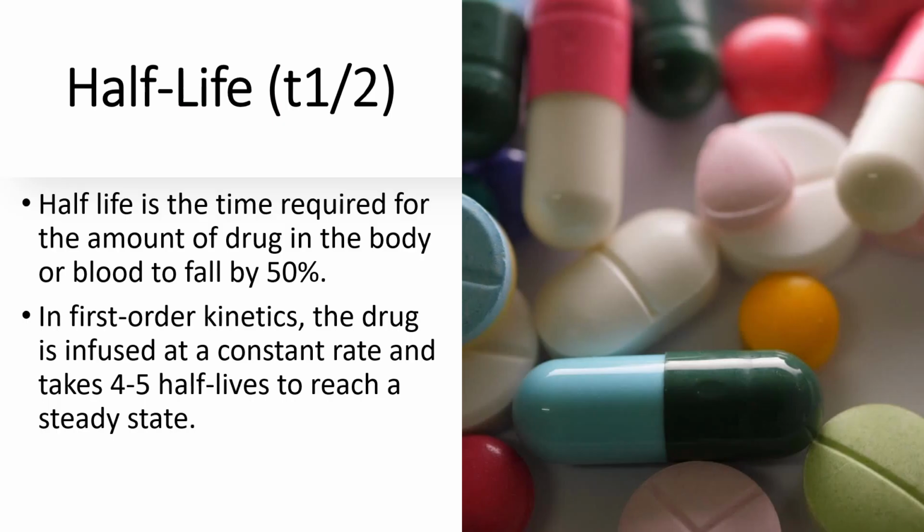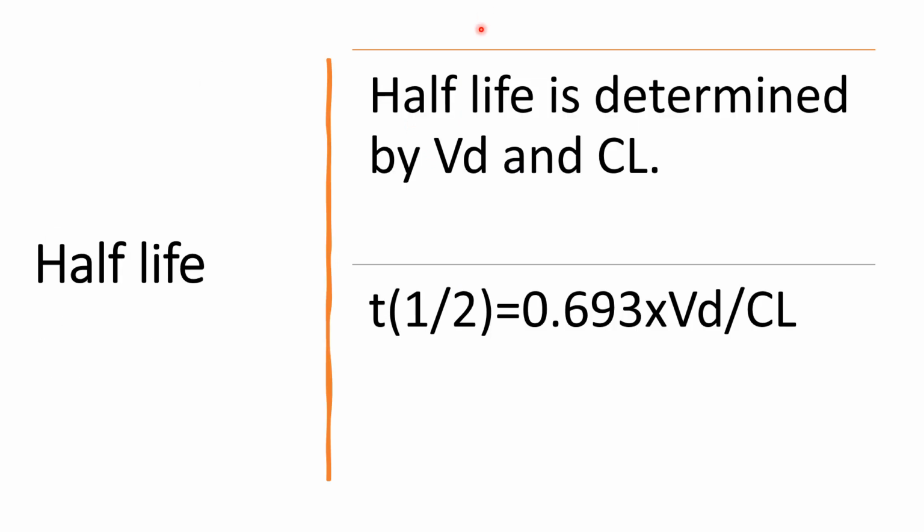Half-life is basically the time required for the amount of drug in the body or blood to fall by 50% of its initial concentration. In first-order kinetics, the drug is infused at a constant rate and it takes 4 to 5 half-lives to reach a steady state. Half-life is determined by two factors that include volume of distribution and clearance. Half-life is determined by this formula in which the half-life is equal to 0.693 times volume of distribution divided by clearance of drug.